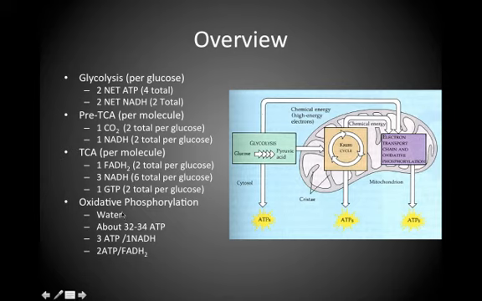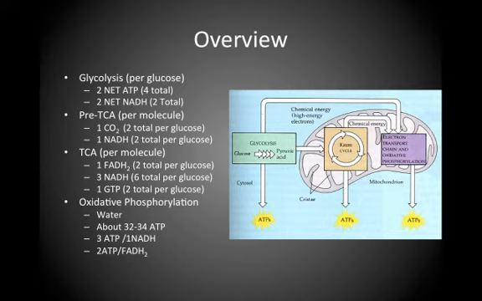In oxidative phosphorylation, we create water as a byproduct, and let's not forget in the TCA cycle we produce 2 lost carbon dioxides per 3-carbon molecule, so that makes 4 carbon dioxides lost. In oxidative phosphorylation, we produce water, and we produce 32 to 34 ATP, depending, not exactly, from this proton gradient. We can make about 3 ATPs per NADH, and about 2 ATPs per FADH2.